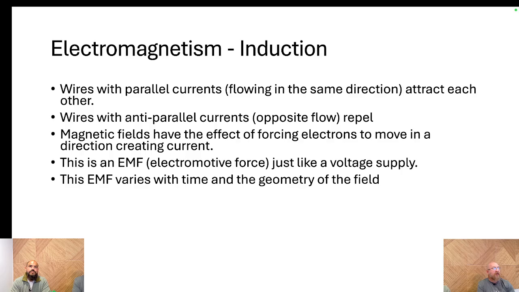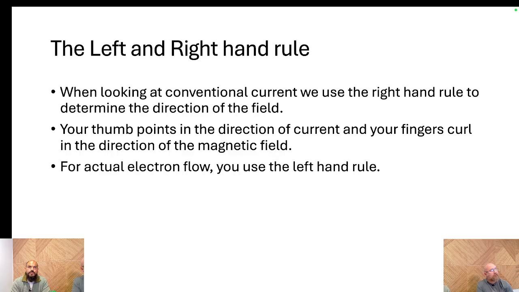And then magnetic fields had the effect of forcing electrons to move, creating current. And that is EMF, electromotive force. That varies with the time, the change in current, and the geometry of that field as we generate that with both a core and with the number of windings around that. Left and right hand rule.